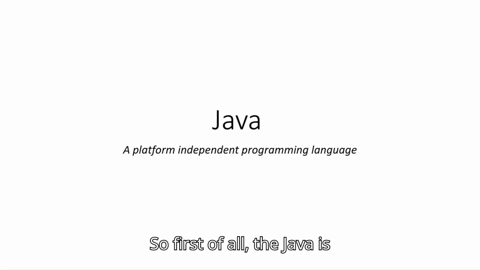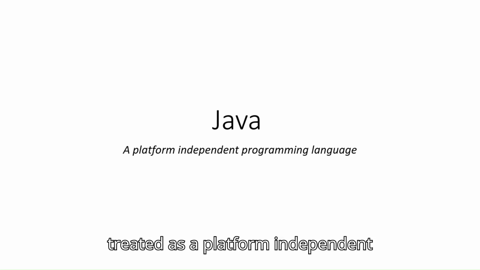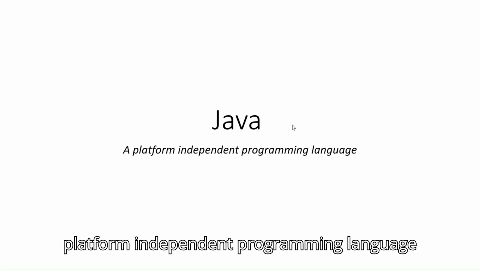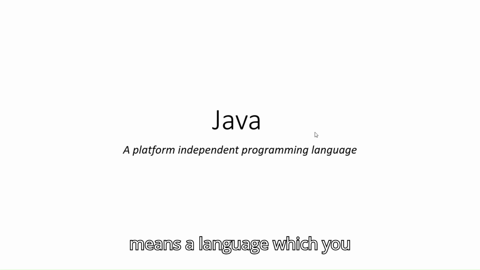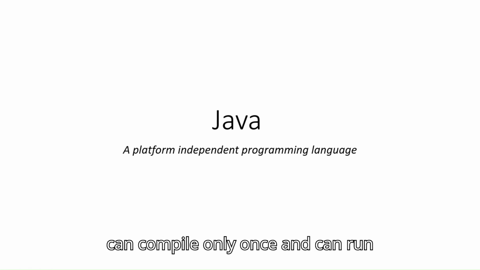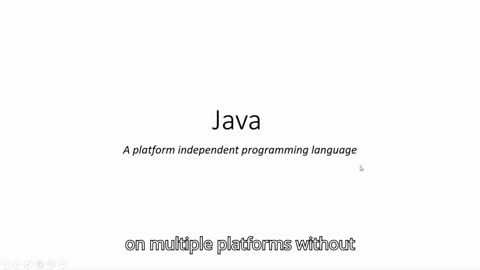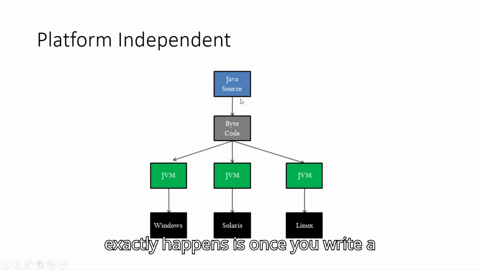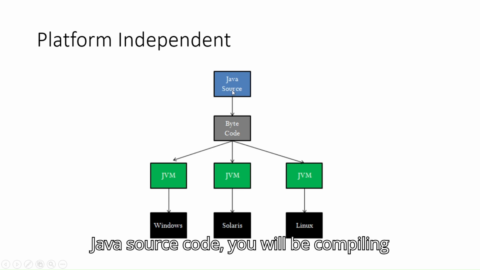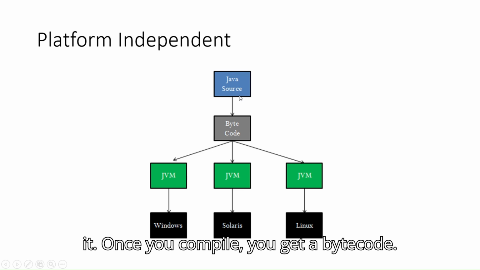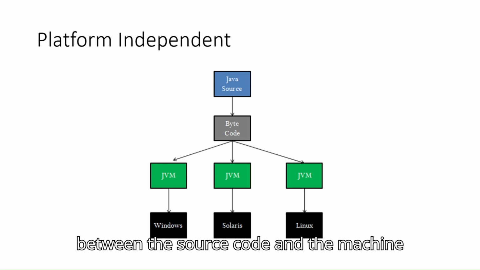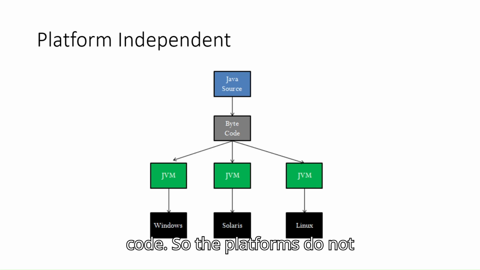So, first of all, Java is treated as a platform independent programming language. What does platform independent programming language mean? A language which you can compile only once and can run on multiple platforms without recompiling. In Java, once you write a Java source code, you will be compiling it. Once you compile, you get a bytecode, which is actually an intermediate code between the source code and the machine code. The platforms do not understand the bytecode.